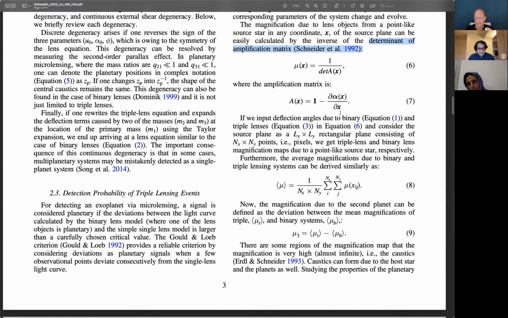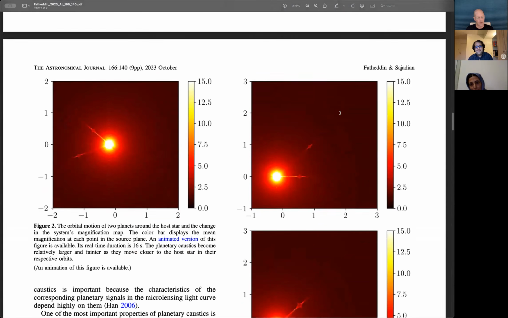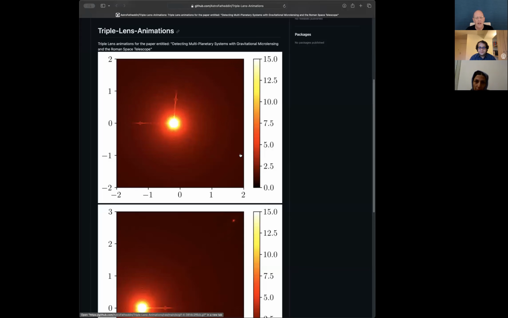Can we go to the animations? Sure. Let's take a look at one of these. Here's the orbital motion, Figure 2 on the left. Figure 2 shows the orbital motion of two planets orbiting their host star. We can see the configuration of each planet with respect to the star. Let's take a look at that animation, because I think these are actually pretty cool. Let's pull this up, share screen, and here we go. Here's the animation on Figure 2.